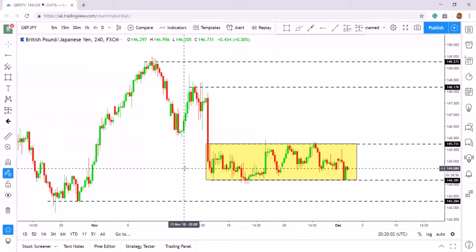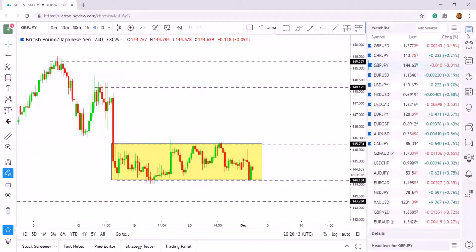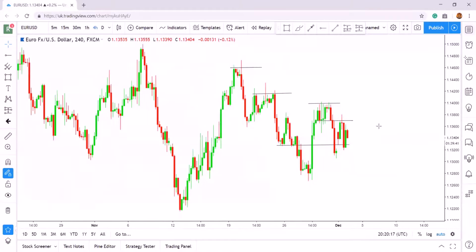We now have two biases on the market. We can either look for sales based on market structure, or based on a range of market, we can look for buys or sells. Is that simple? Okay, fine. So that's that chart done for today. We know what we're doing with this. Let's have a look at the Euro USD.